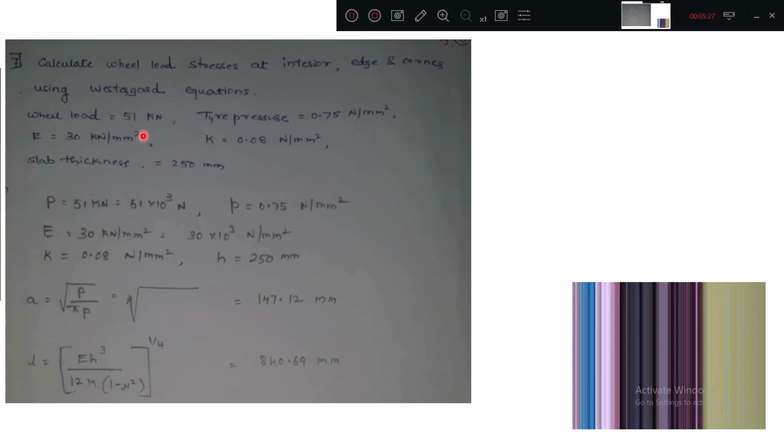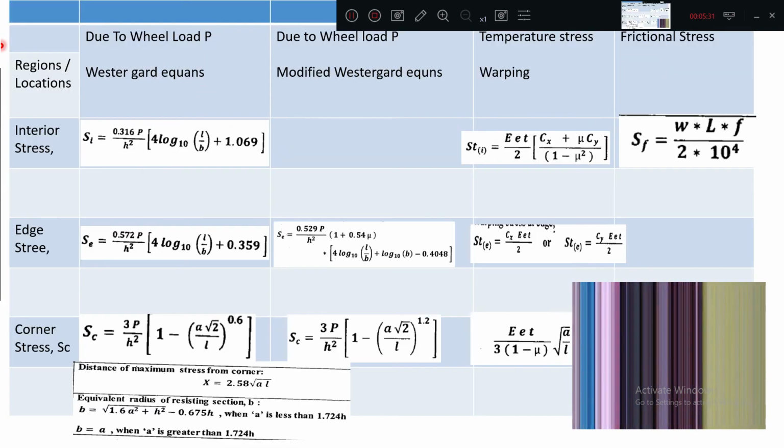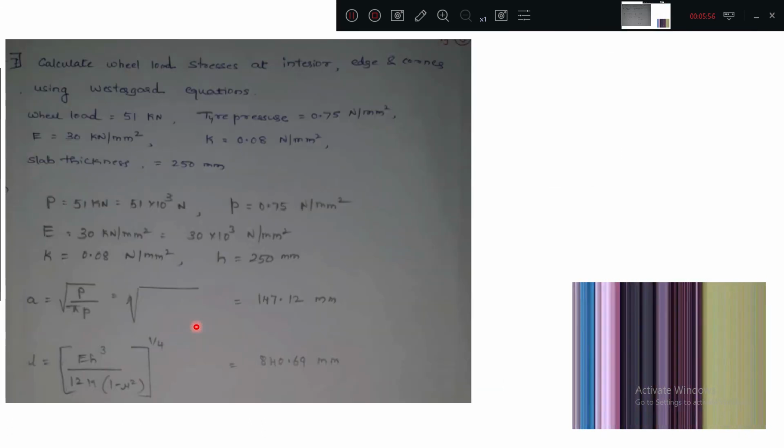What formula should you use? Normal Westergaard equation means what? This formula, all the three: 1, 2, 3. So L you should calculate, and b you should calculate. The remaining P and H are already given. Small a is to be calculated or may be given. In this problem, tire pressure is mentioned, which means you can calculate small a. The tire pressure is given, the wheel load is given, so you can calculate small a.